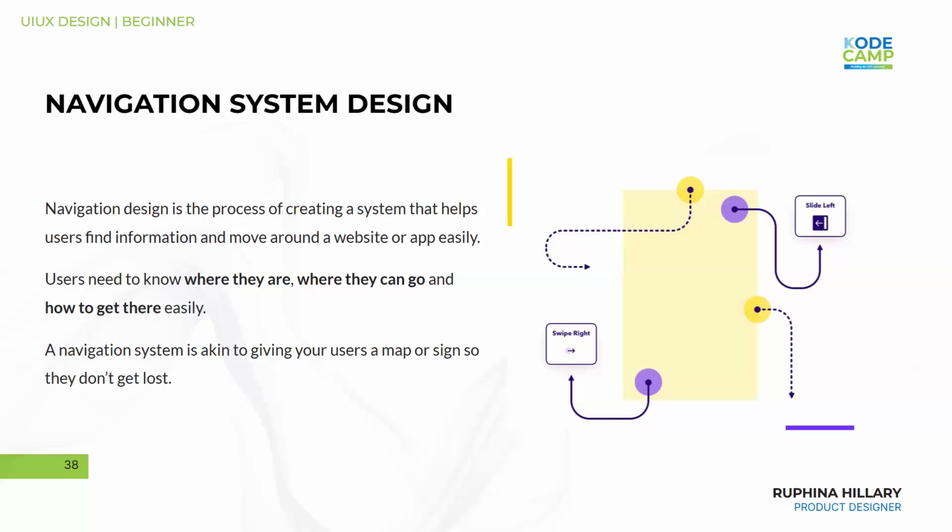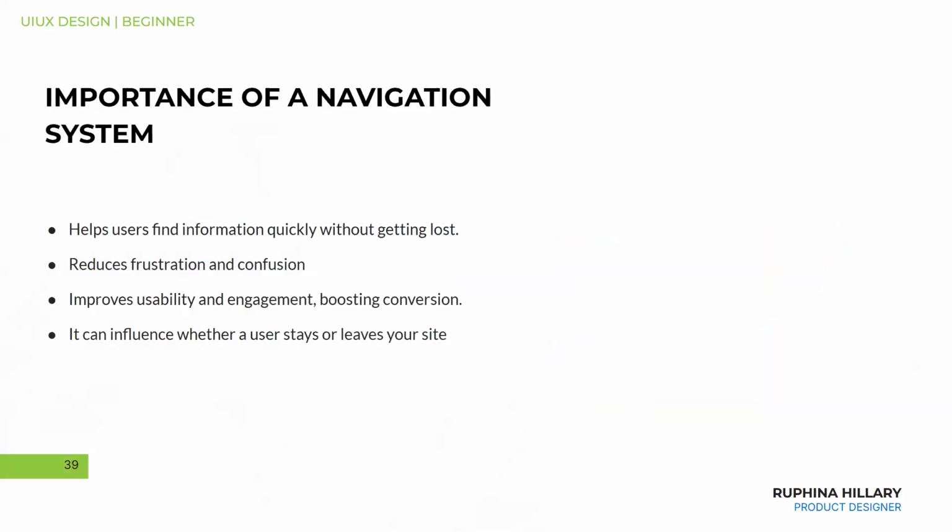It ensures that users, at any point or place or position that they find themselves in an application, know where they are, know where they can go, and know how to get there or how to go back easily. That's what navigation does for you. So it's akin to giving your users a map or a sign so they don't get lost. That's simply what a navigation system does for our users.